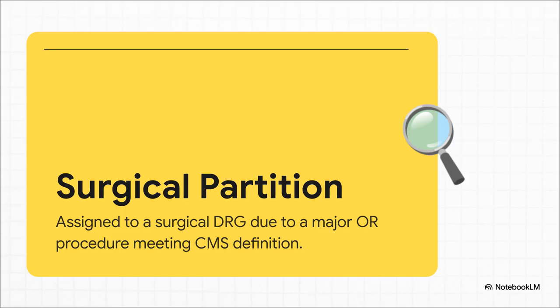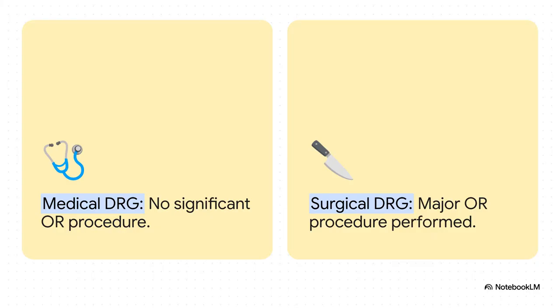The golden rule here? A significant OR procedure will actually override the medical principal diagnosis to completely drive that surgical DRG assignment. You can really see the sharp contrast when we put these pathways side by side. On the medical side, if there's no significant OR procedure, things just process normally. But the second a major OR procedure happens, boom, it overrides the medical principal diagnosis entirely. The whole reimbursement and grouping pathway pivots to a surgical DRG. It's a massive shift in how the case is weighted and ultimately paid.